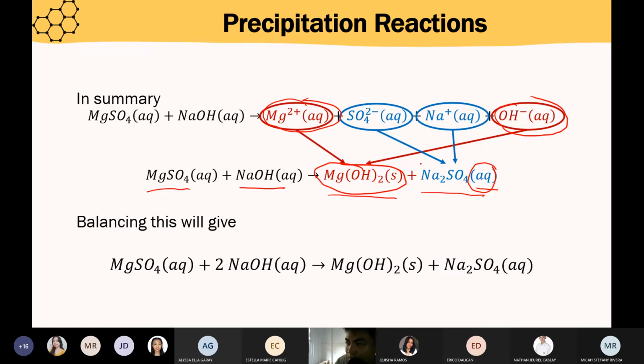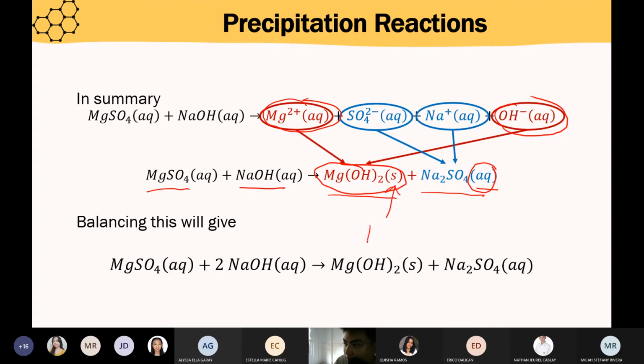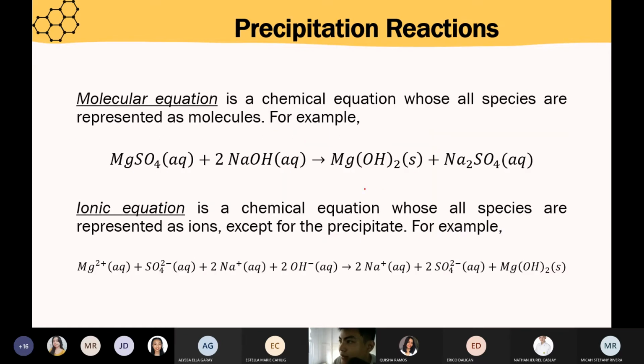Criss-cross mo lang yan, okay? You will get this formula. Okay? So yun, again, for precipitates, indicate letter S. Meaning kasi ng letter S ay precipitate yan, or insoluble yan. Okay? So always ilagay mo yung S para malaman na insoluble.